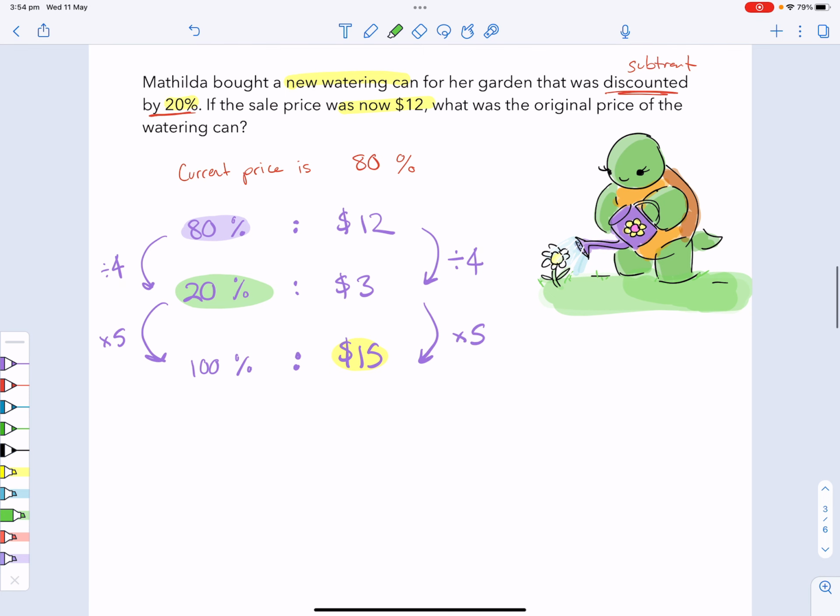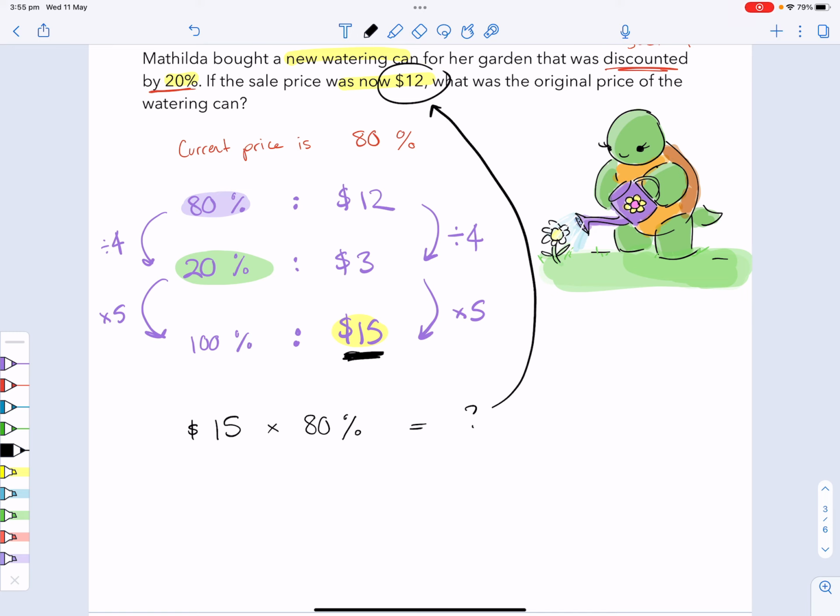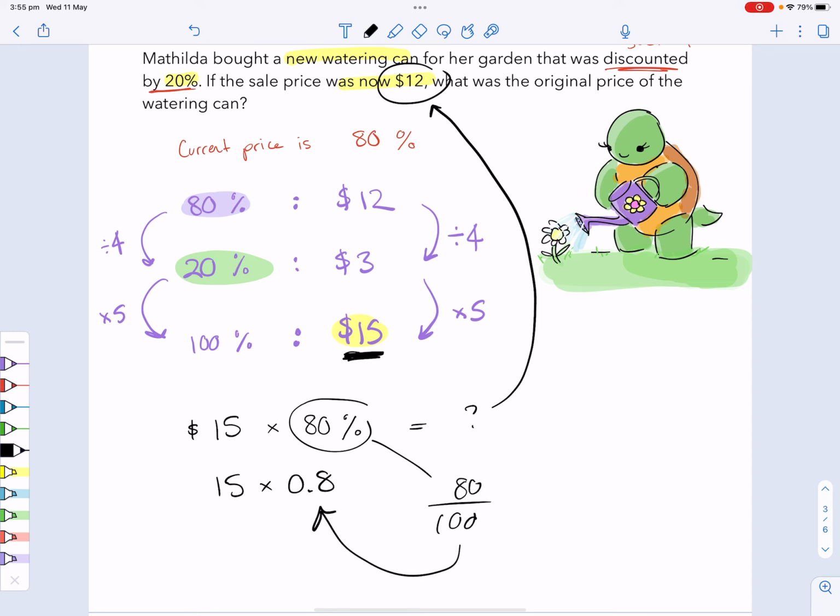All right, that's basically all the tricks. I guess the only other trick I can share with you is if you want to check if your answer is correct. Okay, so if my answer is correct, then I should be able to put this into a calculator. This is the $15 times 80%. Does that equal the $12? Okay, so if I was to punch this into a calculator, I would do 15 times 0.8. Why 0.8? Well, once you change this into 80 over 100 and you do some maths, you end up with 0.8 anyway.